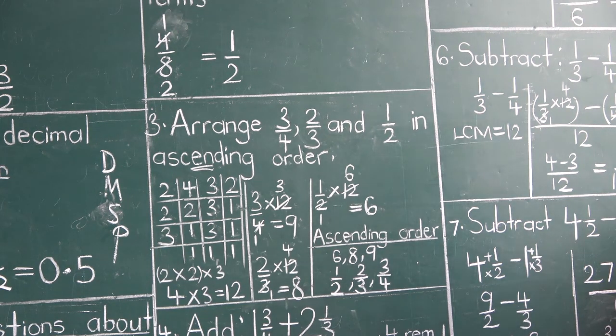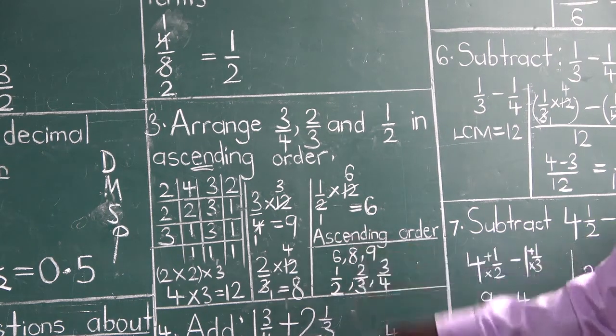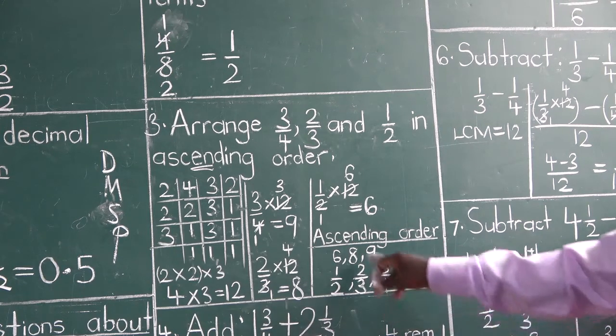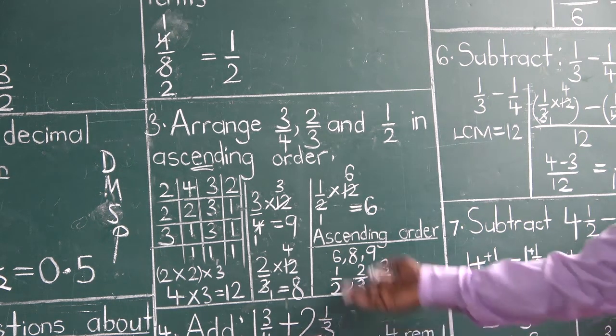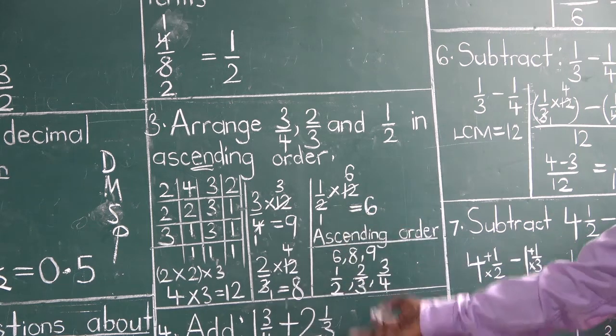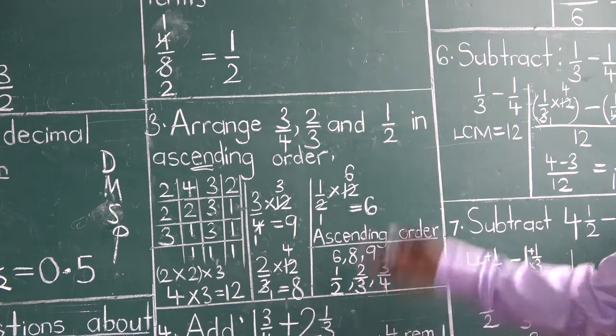So go down, meaning you start from the highest point to the lowest. And it being descending, the answer will go the other way around. You will start with 9, 8, 6, then 3 quarters, 2 thirds, a half would be the last, because the least is the smallest. So here we start with the smallest or the least figure to the greatest.